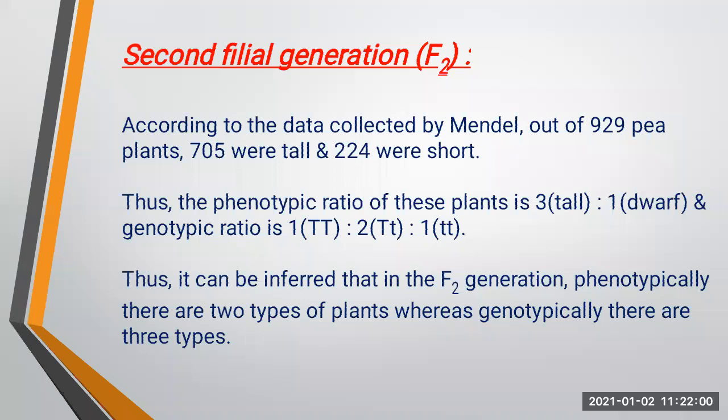So here you can see, out of 929 plants, 705 were tall and 224 were short. So in the same way, the possibility is there that the ratio is 1:2:1. So though three individuals will be black, there is a possibility of one becoming fair, right? If the genotype is heterozygous in the parents' generation.